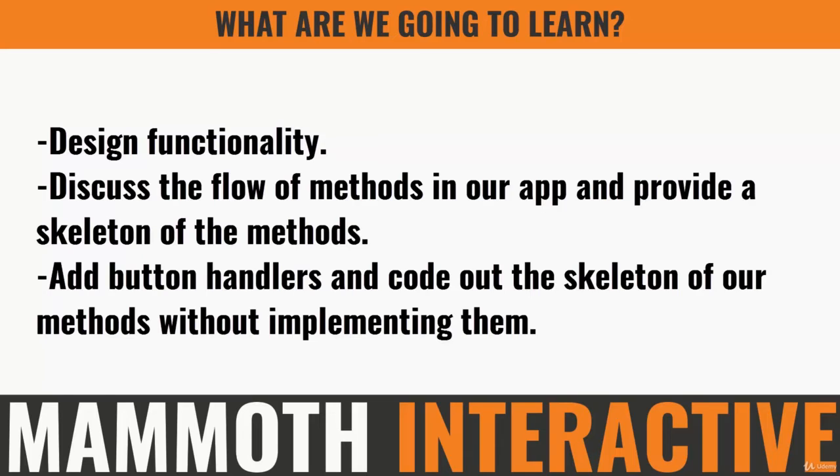We are going to add some button handlers and again code out the skeleton of our methods and which methods they will call, but we're not actually going to implement them. We'll do that in the next part. The reason we're doing this is just because I think it's more important to understand the flow of the methods before we implement them, so that we can get a good idea of how the code is going to flow and exactly how the functionality is going to work within our app.